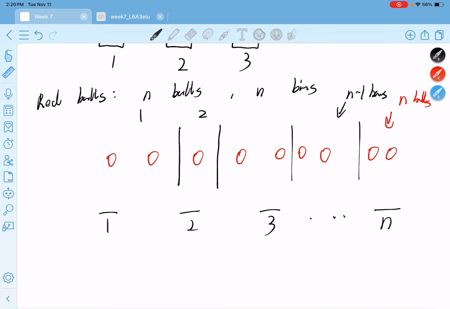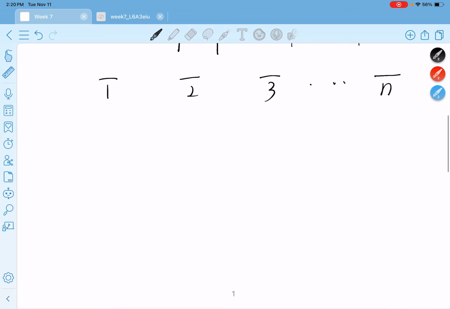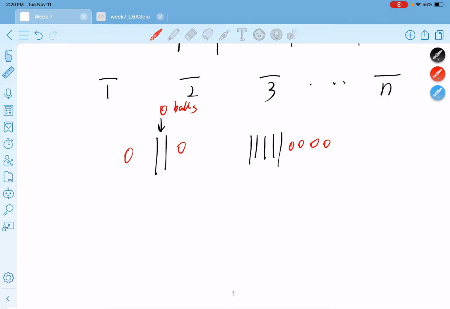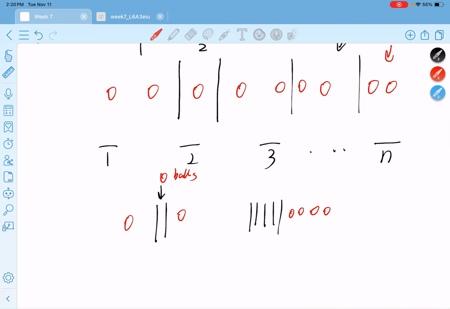Oh, and I also have to note some edge cases you may think of. For example, if two bars are placed together, then there are 0 balls there. Or in some extreme cases, maybe in the front you have all of the n minus 1 bars and all of the balls are after them. What it means is that you have all of the balls in the last bin. So for those extreme cases, you can still express the balls in bins. And that is why it is a correct approach to solve the problem.